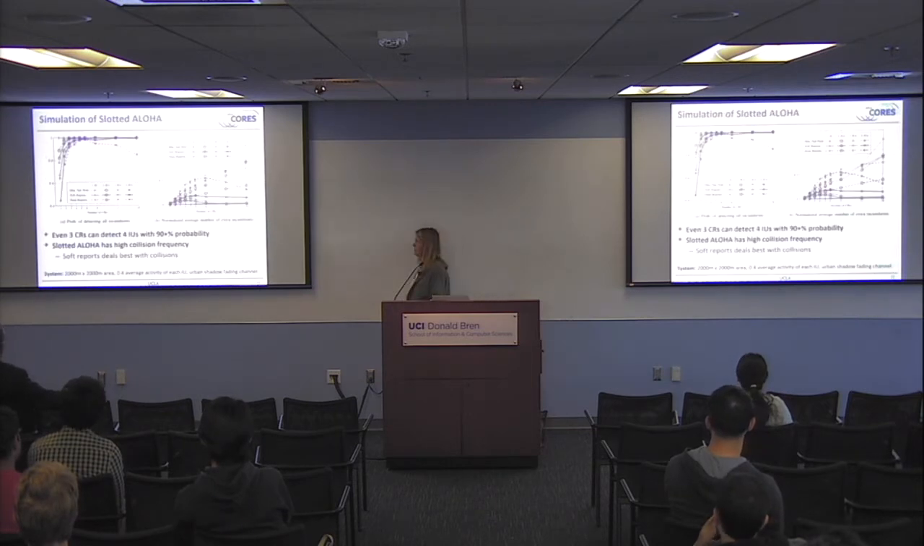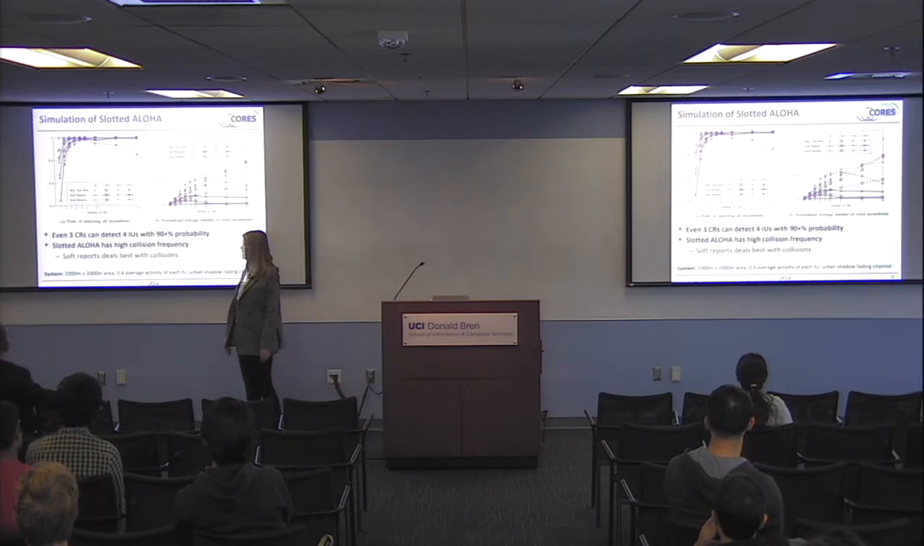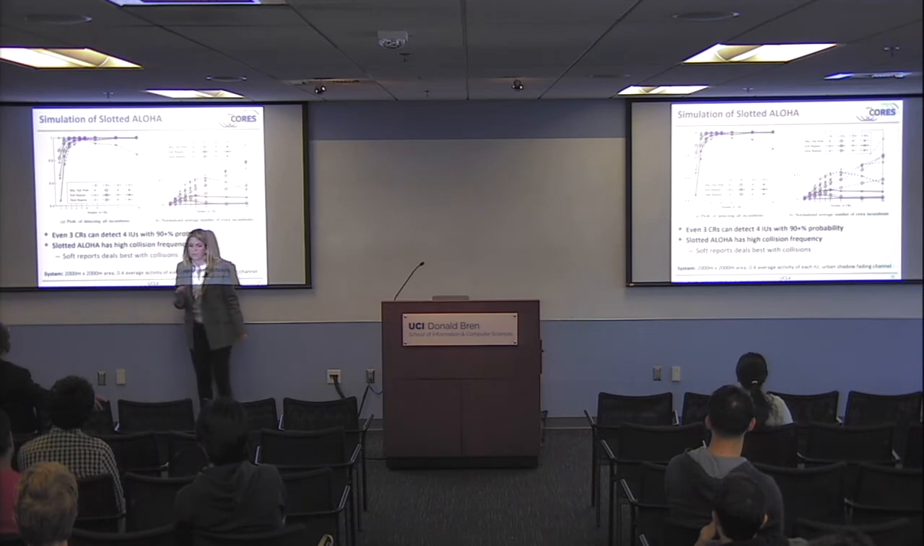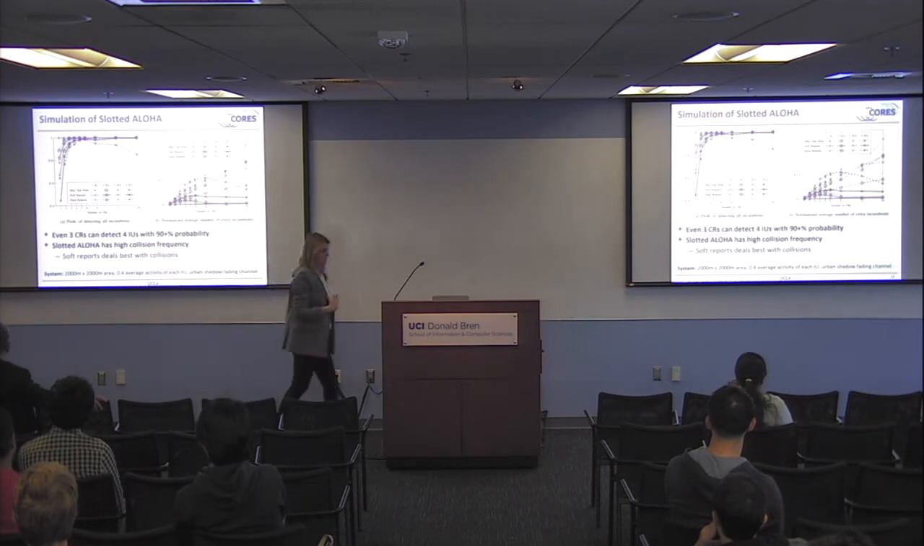Here is a simulation. We have used slotted ALOHA for what our transmitters are. Here I'm varying from, say, 1 to 4 randomly placed transmitters and increasing the number of radios that are building this spatial footprint. There are two metrics that I have.